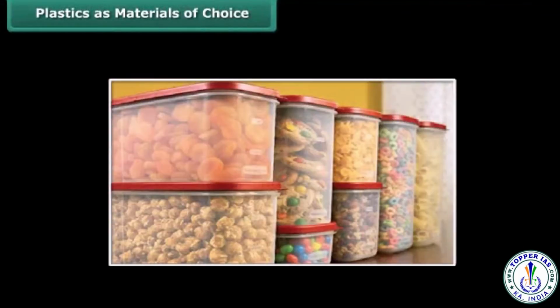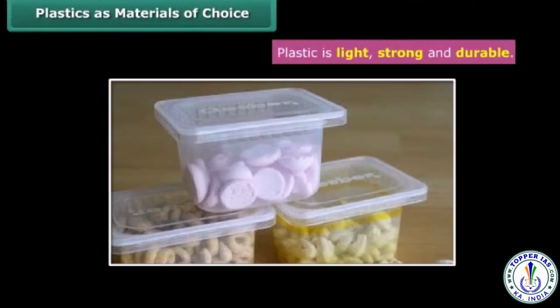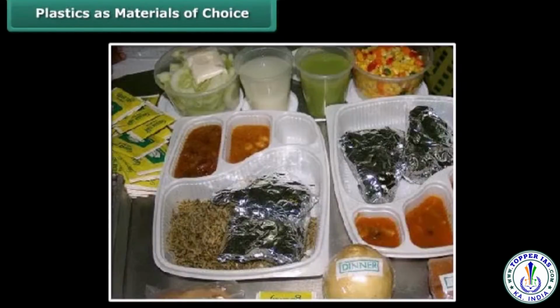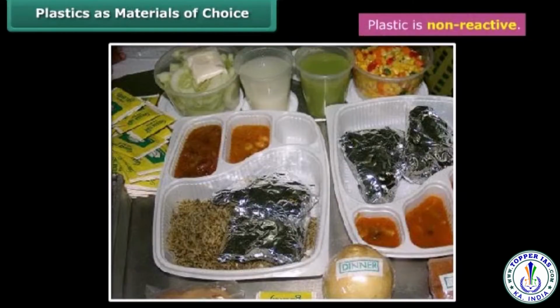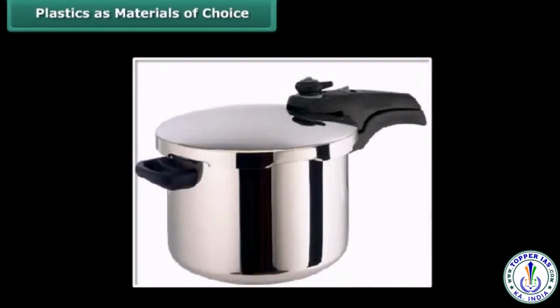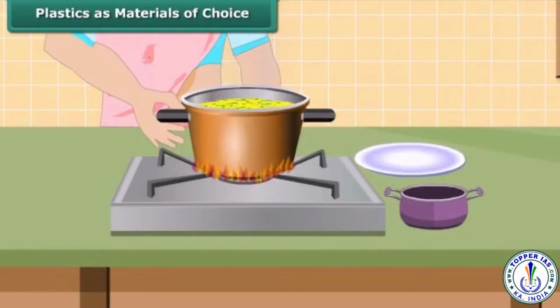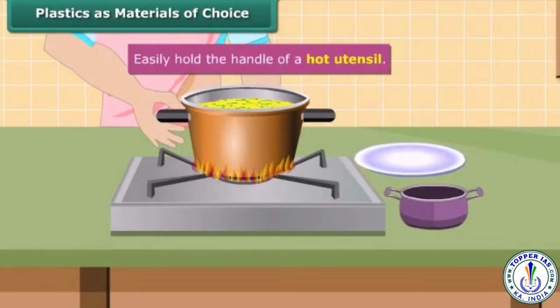Why are plastics so widely in use? The plastic containers are mostly used for the storage of food grains, pickles, salt and spices, since these are relatively non-reactive and impermeable to moisture. Since plastic is a poor conductor of electricity, the electrical wires have plastic covering. Did you ever notice that the utensils which are used for cooking have plastic handles? Plastics being poor conductor of heat, we can therefore easily hold the handle of a hot utensil.